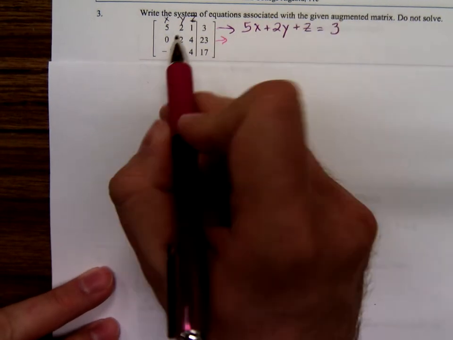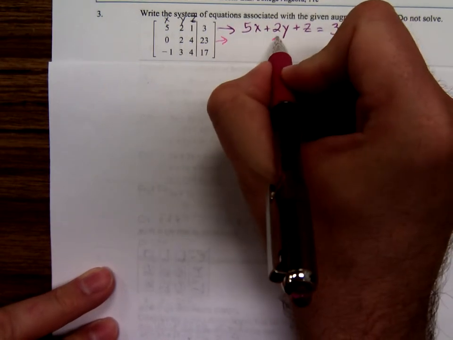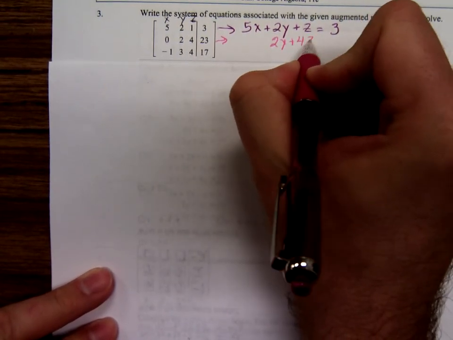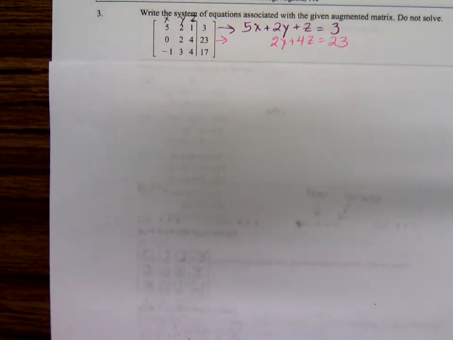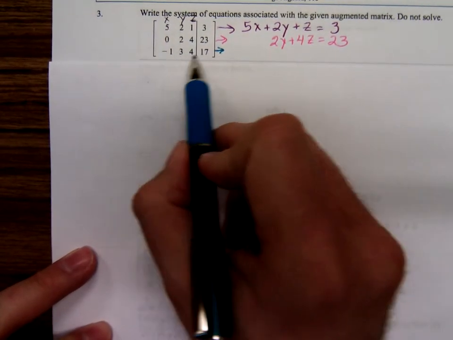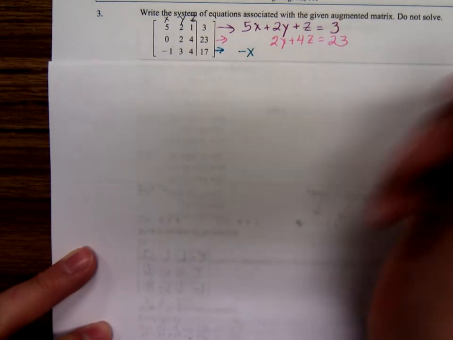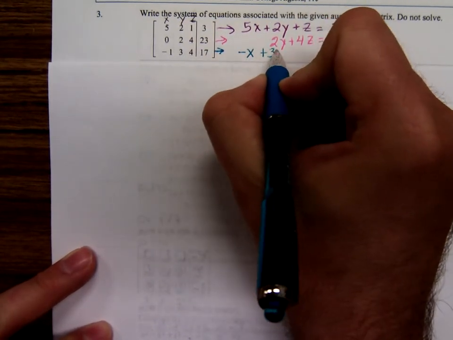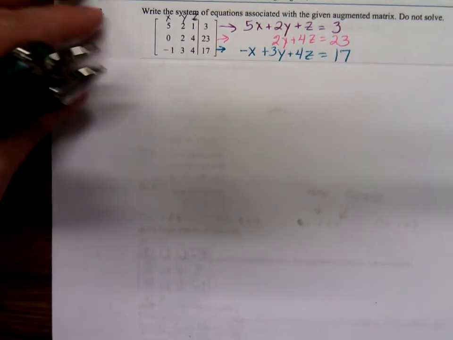What about the second row? There's no x, so don't write x. We'll start right here with the y. 2y plus 4z equals 23. You'll notice how I'm lining up the like terms. It's always a good practice to do. And then this third one, a -1x. I'm just going to write -x. We don't usually write coefficients of 1. Plus 3y plus 4z equals 17.